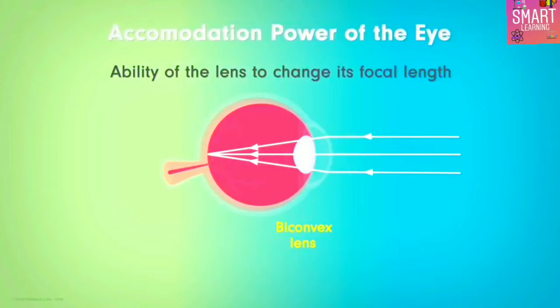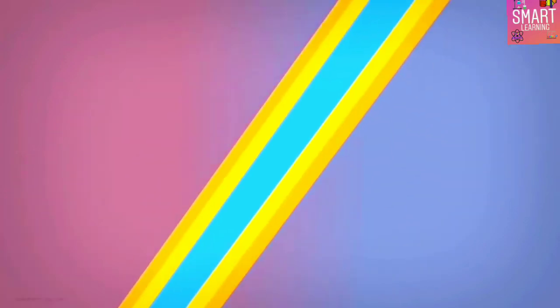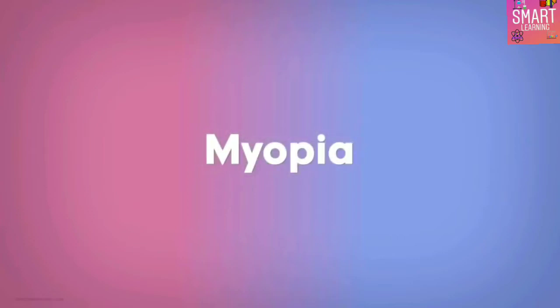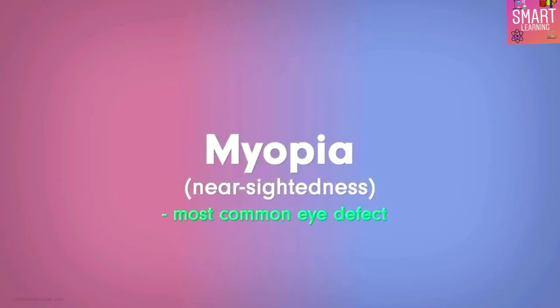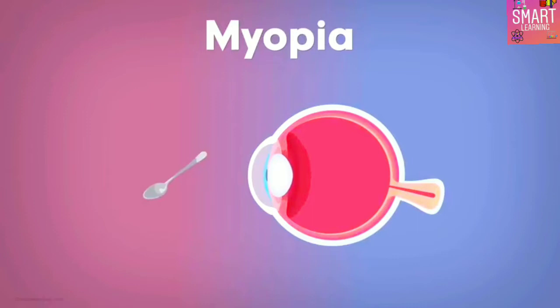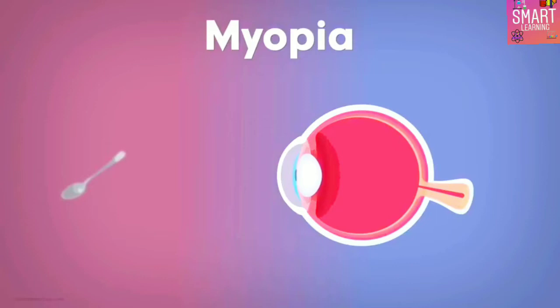This is something we saw in our previous videos. In this video, we will discuss a few of the most common eye defects. Let's start with myopia first. It is one of the common eye defects and it's also called nearsightedness. It's the condition of the eye in which the nearby objects are visible clearly, but the distant objects are blurry.